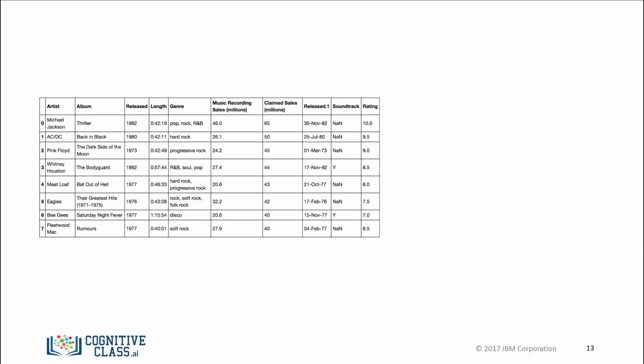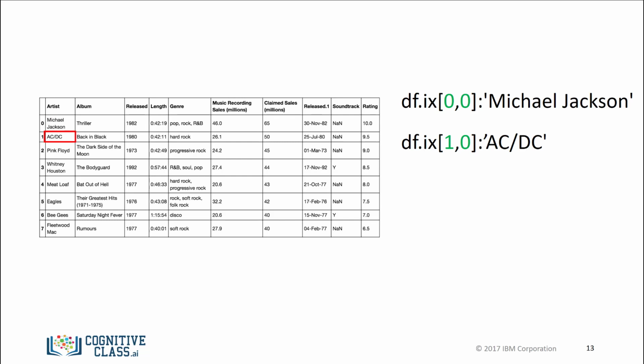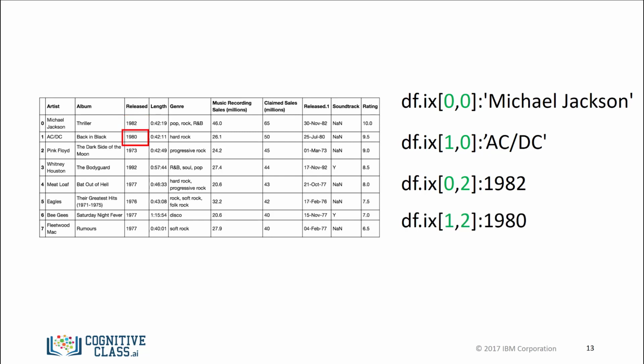One way to access unique elements is the IX method. You can access the first row and first column as follows. You can access the second row and first column as follows. You can access the first row, third column as follows. You can access the second row, third column as follows.